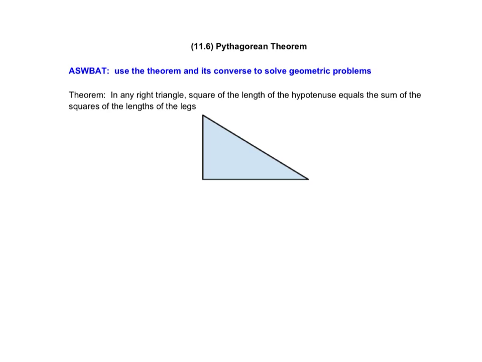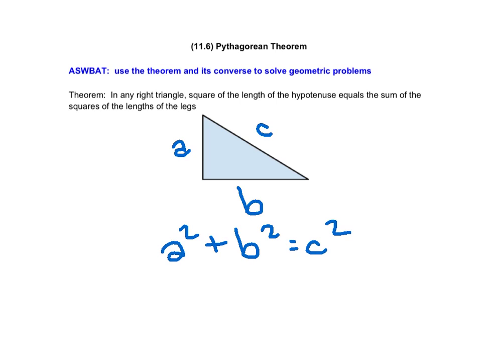The theorem just states that in any right triangle, the square of the length of the hypotenuse, which is the longest side of the triangle, equals the sum of the squares of the lengths of the legs. In other words, we have a squared plus b squared equals c squared. Now let's move on to some practice problems to refresh this from what you covered in 7th grade.